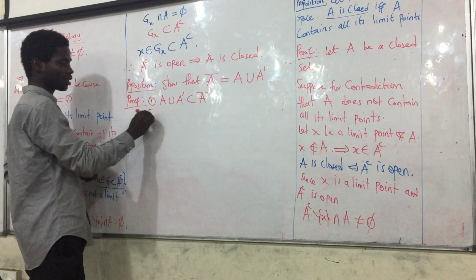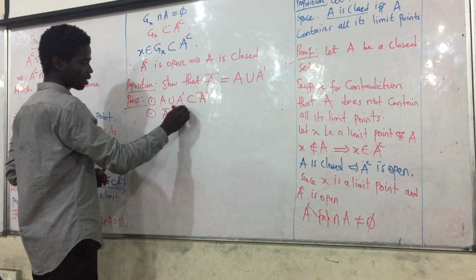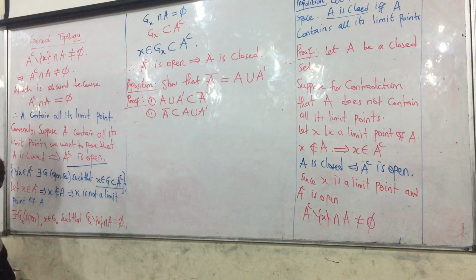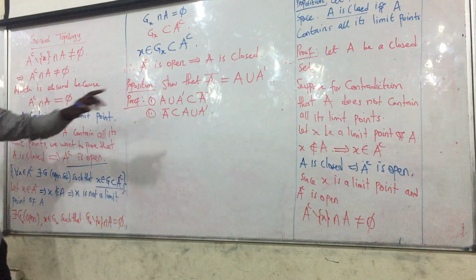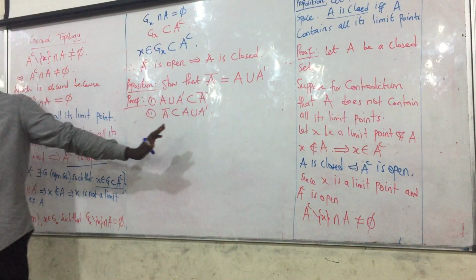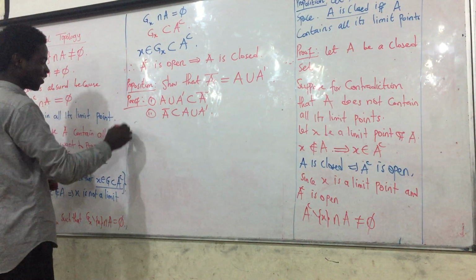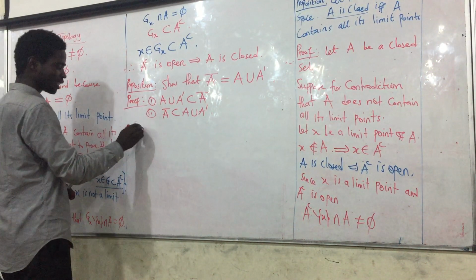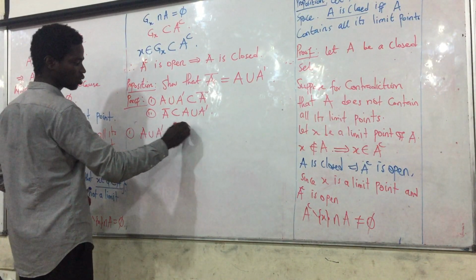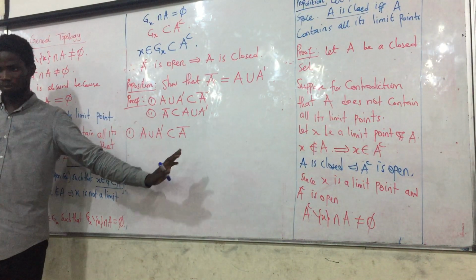And number 3, the second one, will be that this one is inside A union what? Do you get that? You know, when you want to prove that two sets are equal, you show that one is inside the other one and the other one is inside the one, right? So, for the first one, we want to prove that A union the derived set is inside the closure, right?